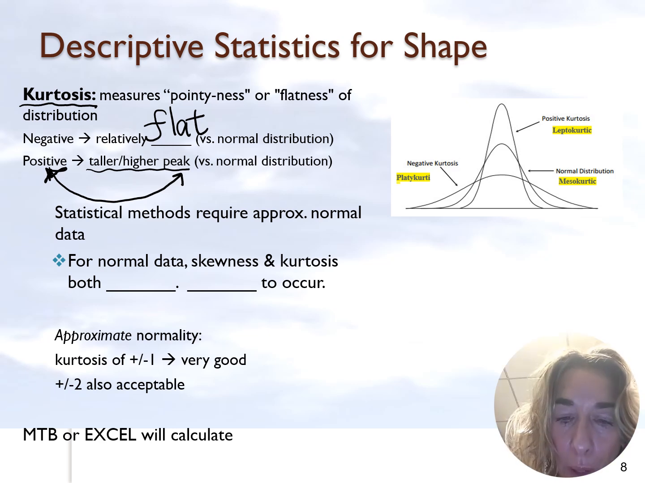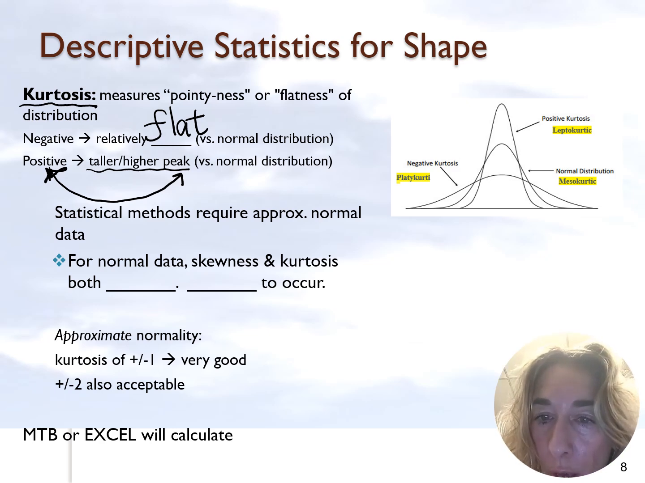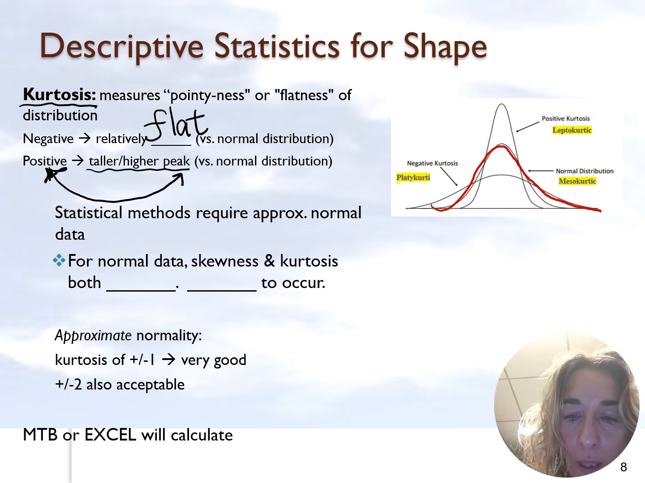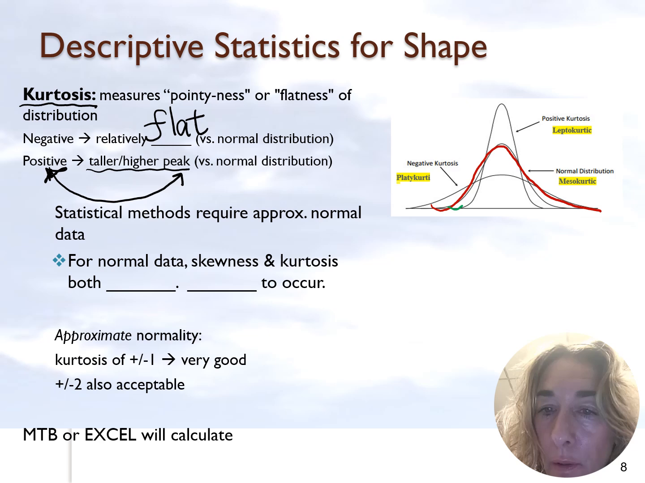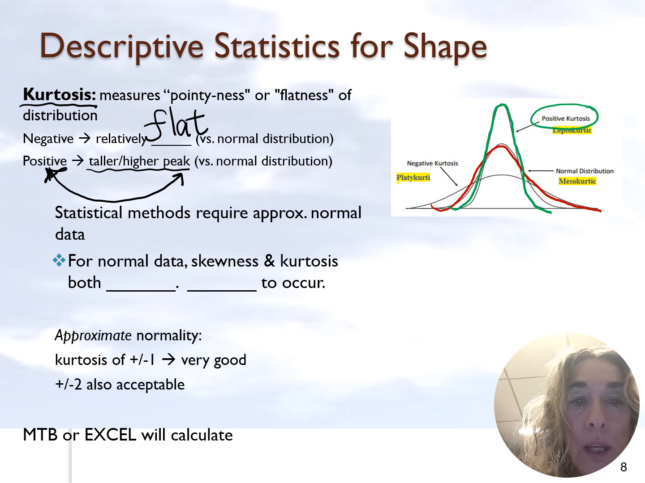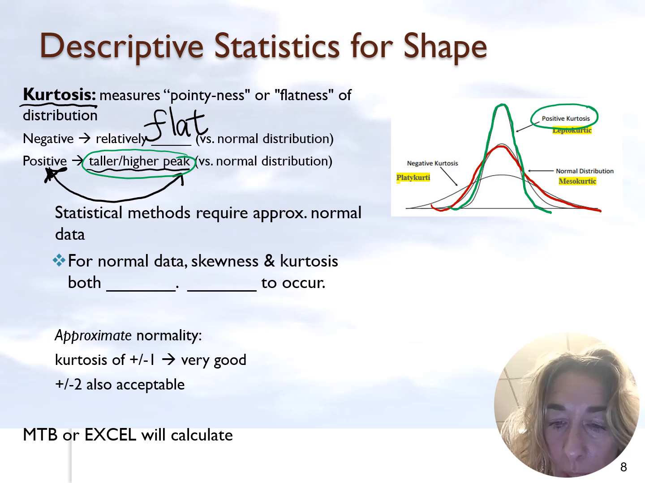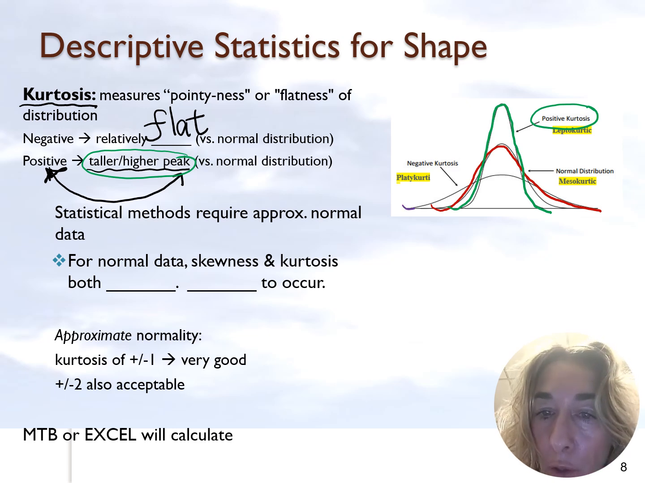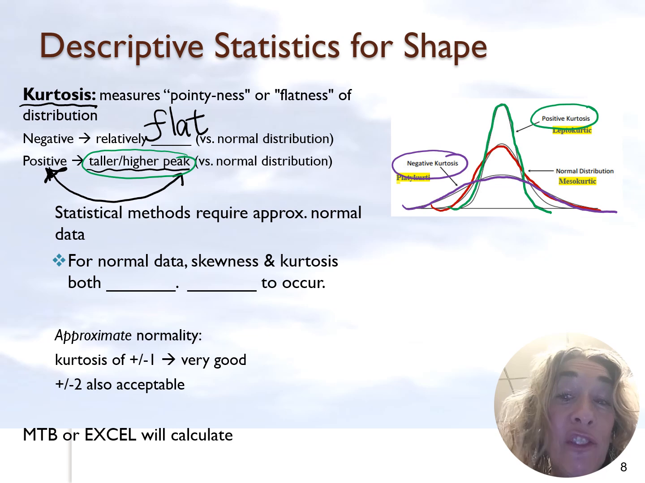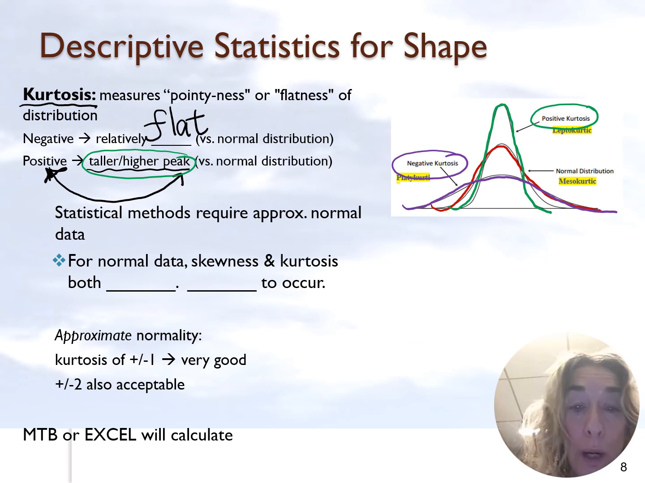So over here on the right, I'm going to overwrite in red the normal distribution. So there's the normal distribution in red. In green is a distribution that has a positive kurtosis, because it's taller or has a higher peak than the normal. And then in orchid, I am going to overlay a distribution that has a negative kurtosis because it's a lot flatter than the normal distribution in red.